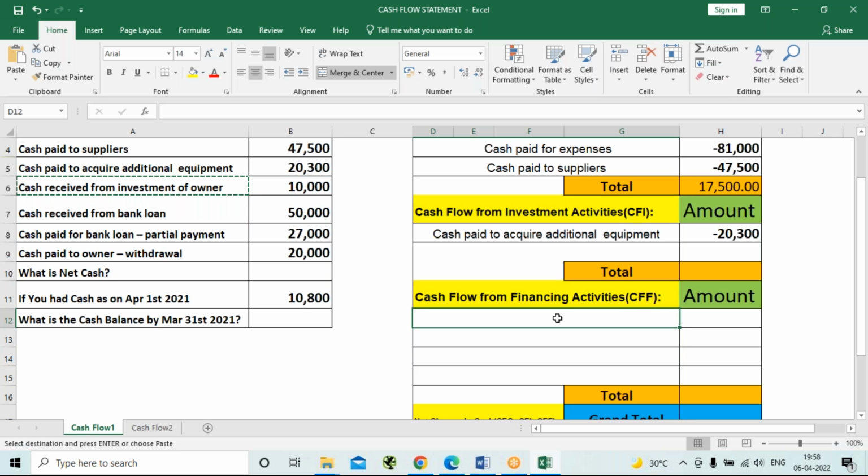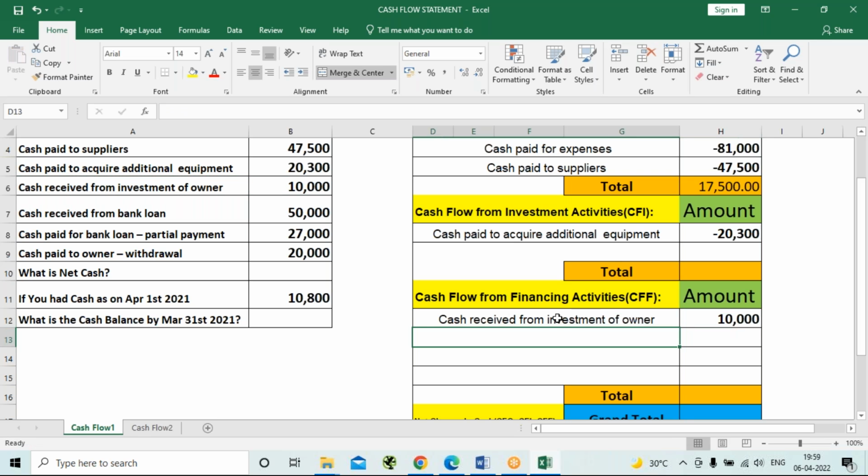So is it a financing activity? Yes. When you bring money to run your business, it is called financing activities. When you bring the capital and put it into your business, will this value be positive or negative? It will be positive. So that is 10,000.